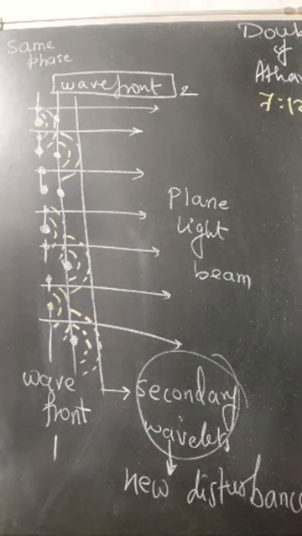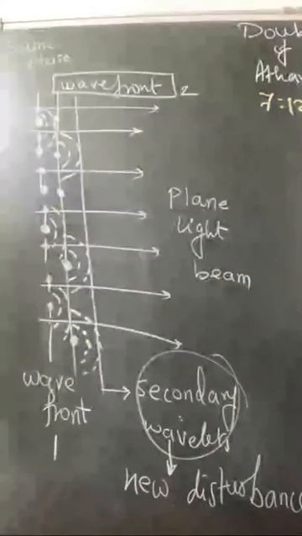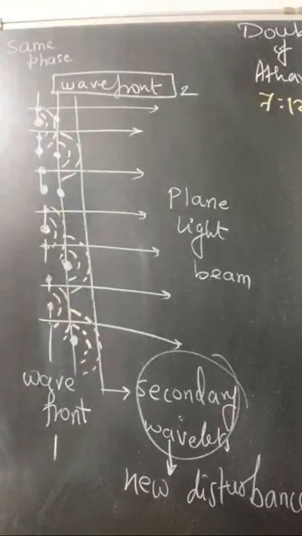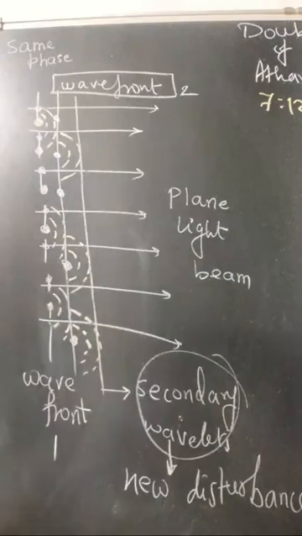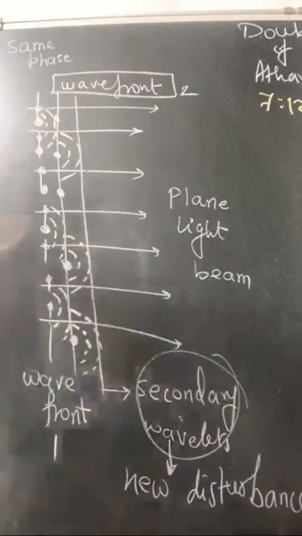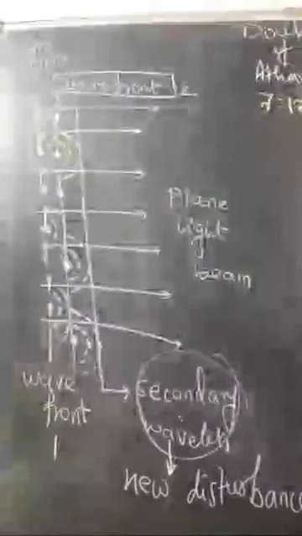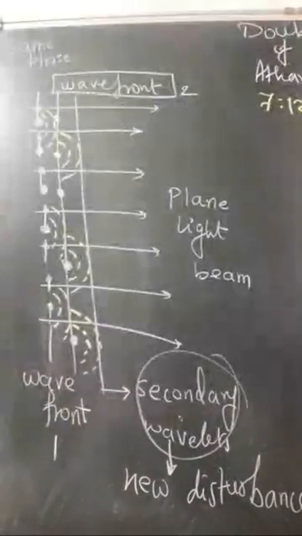Yes, Nisha, correct. Secondary wavelets are formed on the wavefront and they decide the next position of the wavefront. You have understood it thoroughly, Nisha. Now guys, just copy this and I'm going to take a new example. I'll erase and take a completely new example. Then let's see whether we are understanding it or not.